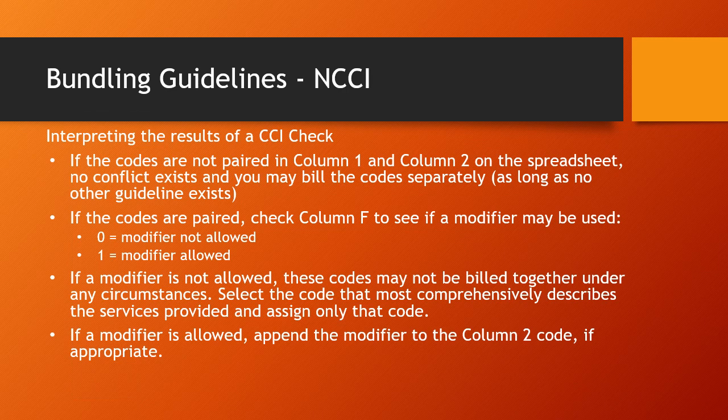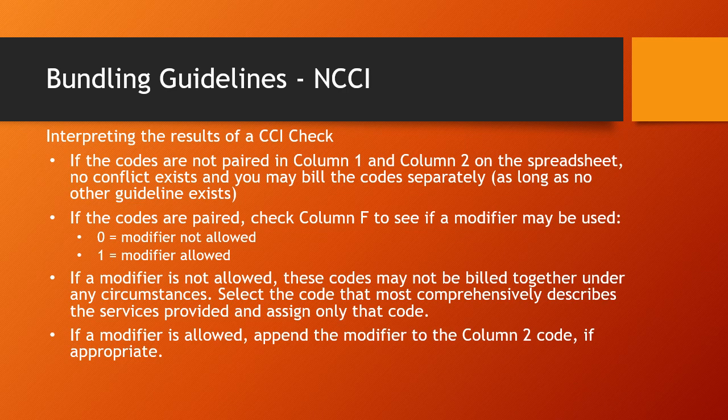Okay, so interpreting the results of a CCI check. If the codes are not paired in column 1 and column 2 on the spreadsheet, then no conflict exists and you may bill the codes separately. And I put in parentheses here, as long as no other guideline exists. So just because I have something that doesn't appear in NCCI edits, it doesn't mean that I can definitely always bill those two codes together. If, for instance, there's a CPT guideline or the insurance company I'm working with has their own guideline, then I still might be in some trouble, but I at least know that I don't have an NCCI issue.